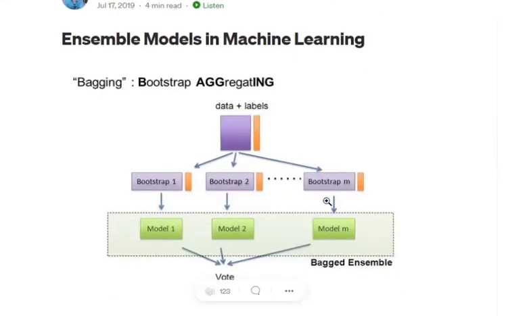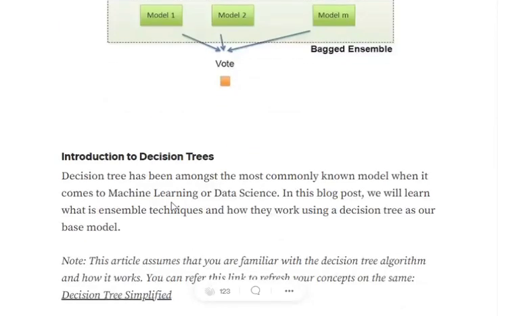So hi everyone, today we'll be discussing what ensemble models in machine learning are. First of all, we will start with the concept of decision tree. Decision tree has been one of the most commonly known models, and if you have been in the data science space for some time, you must have heard of the concept of decision tree. So I won't be going into that.